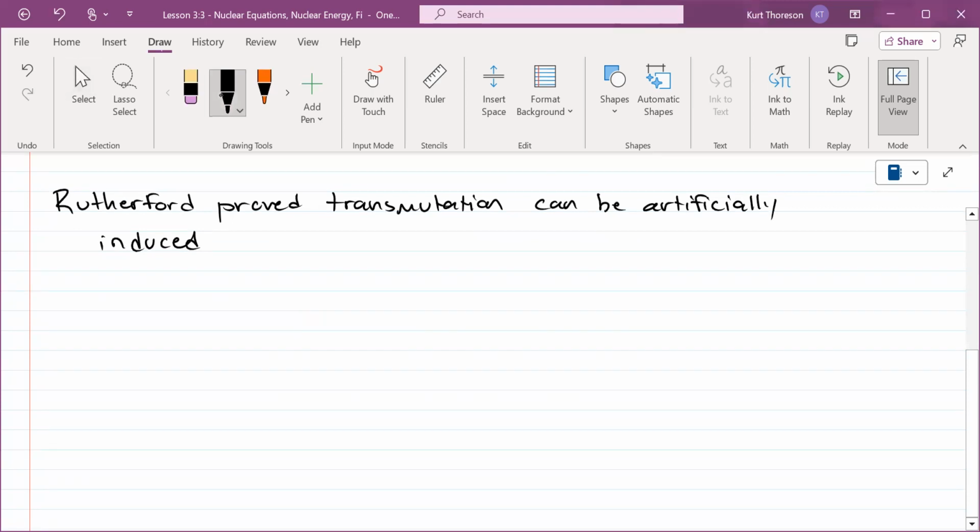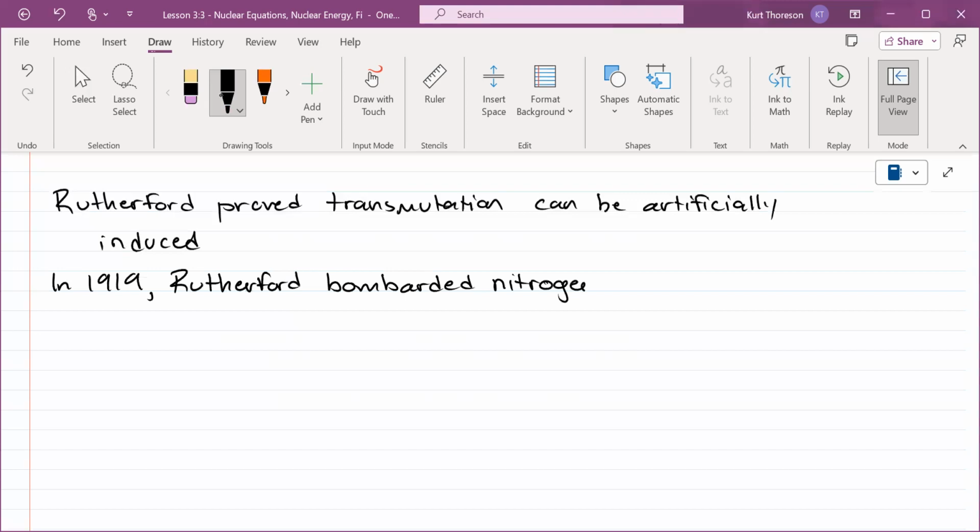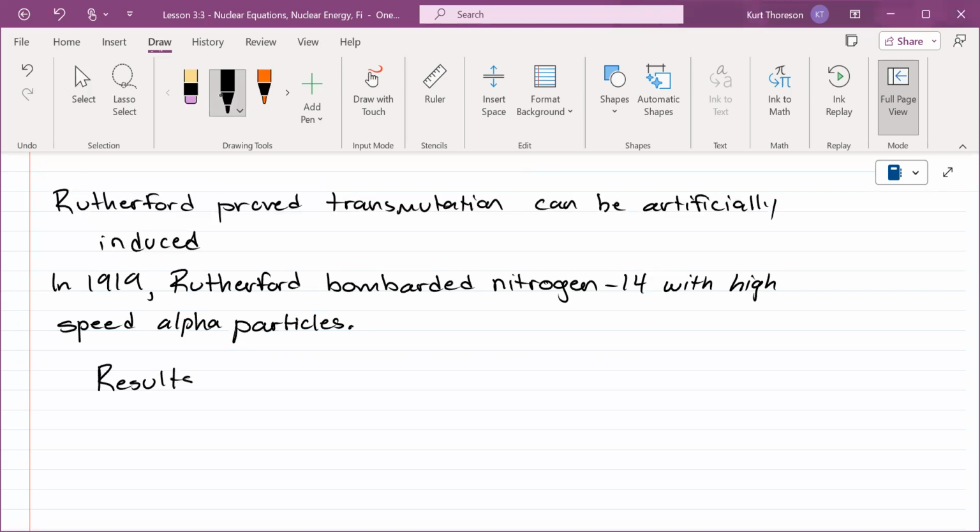So in 1919, a little more than 100 years ago, Rutherford bombarded nitrogen-14 with high-speed alpha particles. Here are the results.